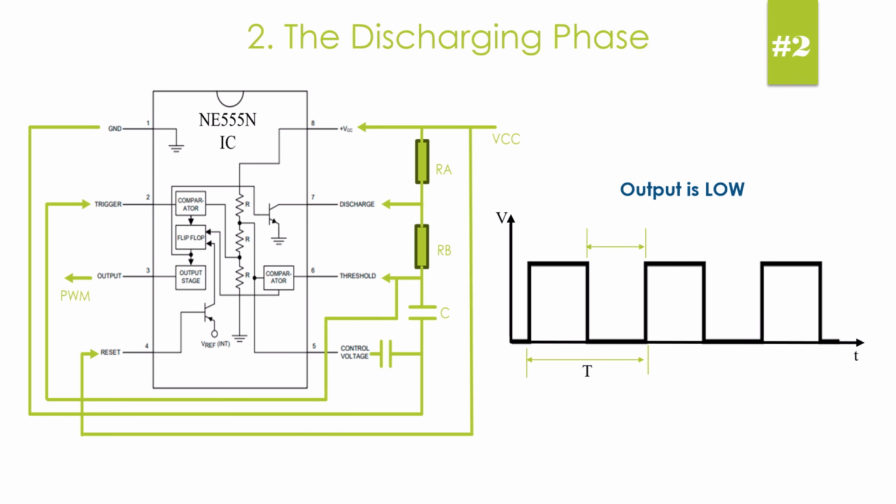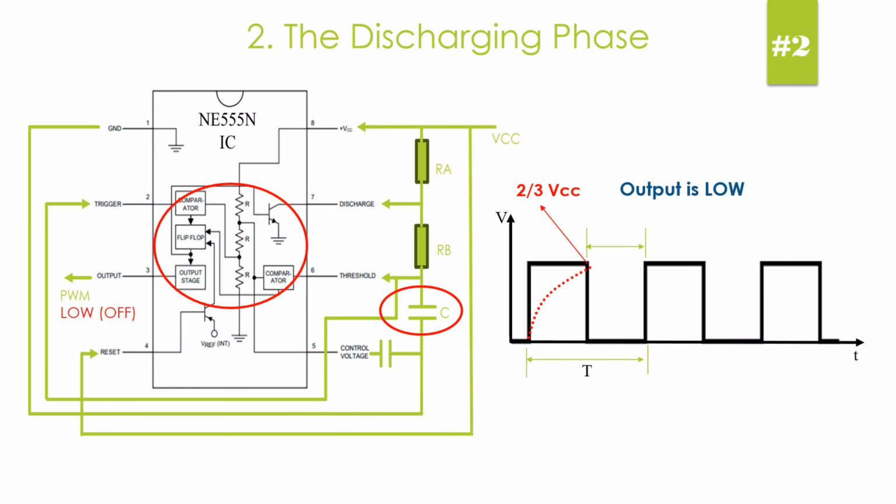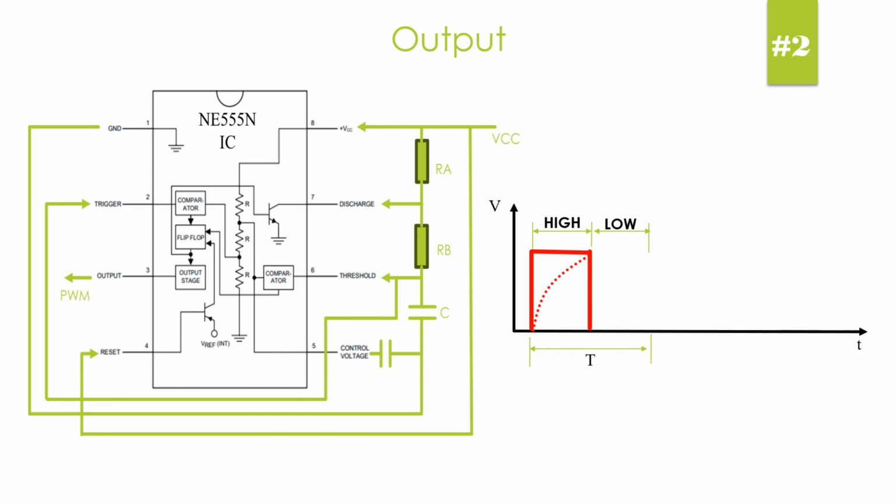The discharging phase. When the capacitor C1 voltage hits that 2/3 mark, an internal threshold comparator flips the switch again. The output goes low. The discharge pin turns on, connecting the capacitor directly to ground. The capacitor now begins to discharge, but only through resistor RB and the discharge pin to ground. Notice that resistor RA is bypassed during this phase. The discharging continues until the voltage across the capacitor drops back down to 1/3 VCC, at which point the cycle repeats itself. This continuous cycle of charging and discharging is what creates the free-running square wave at the output pin.